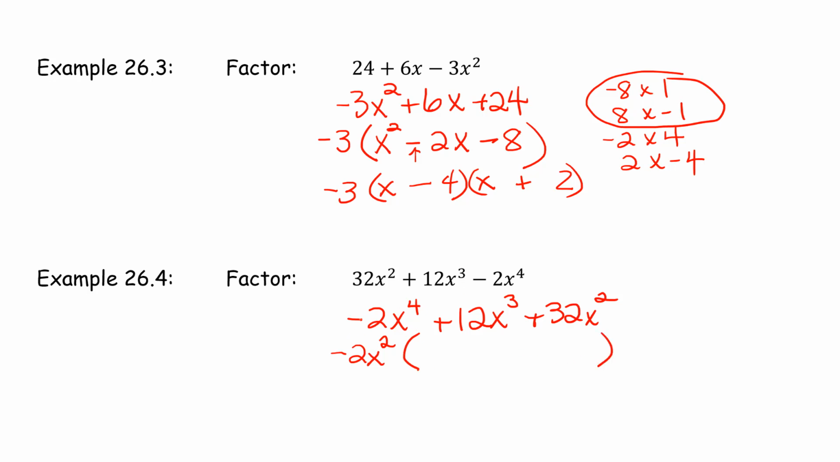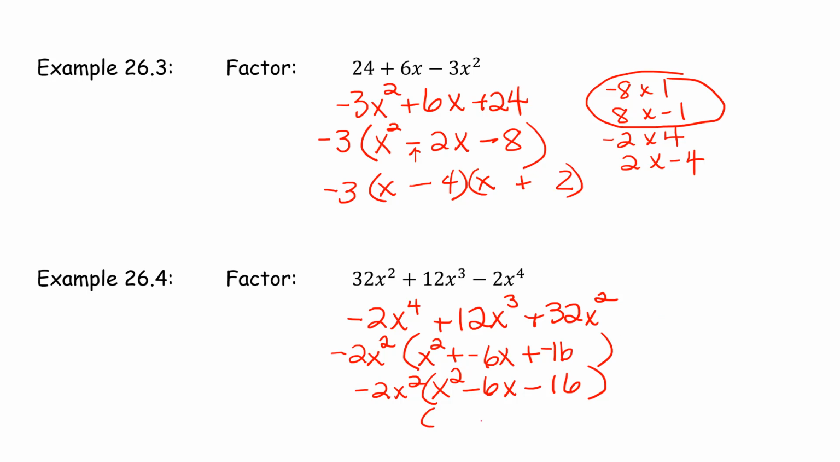So if I factor out a negative 2x squared, I'm going to be left with x squared. My next term, what am I left with? I factored out a negative 2 and an x squared, so I'm going to be left with a negative 6 and an x. Factor out that negative 2, so I'll be left with a negative 16 and no x's because I factored out 2 of them. All right, so this is what we're left with inside. So I'm going to rewrite it: negative 2x squared times (x squared minus 6x minus 16). Okay, so I just need to factor the trinomial part.